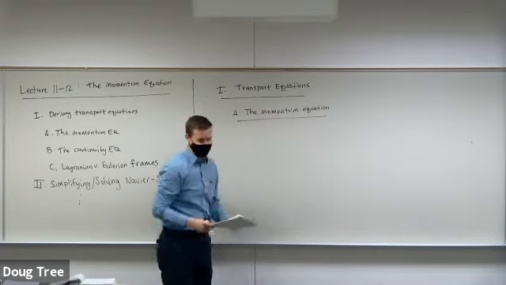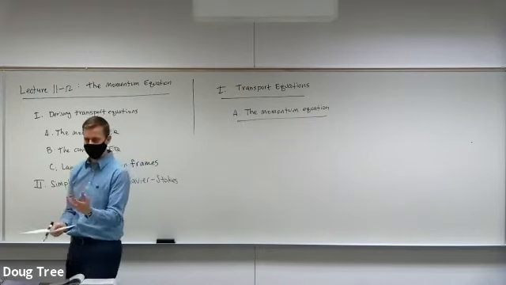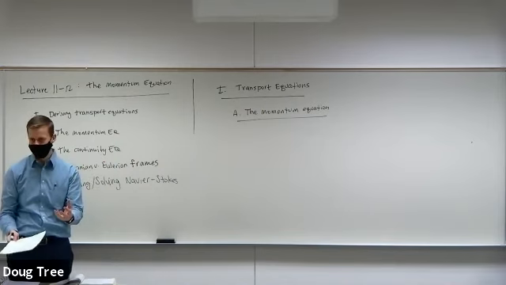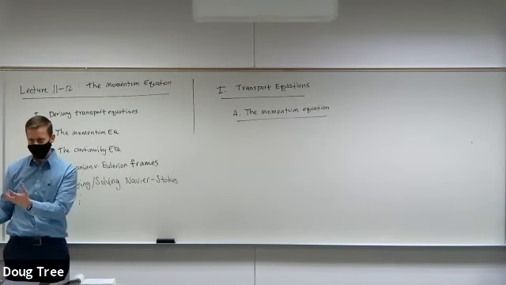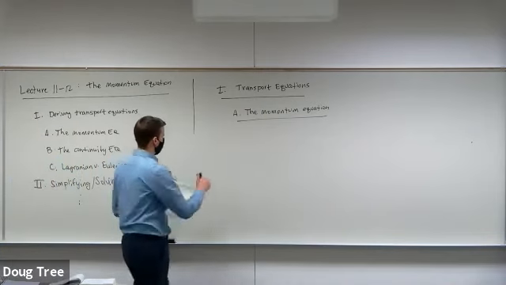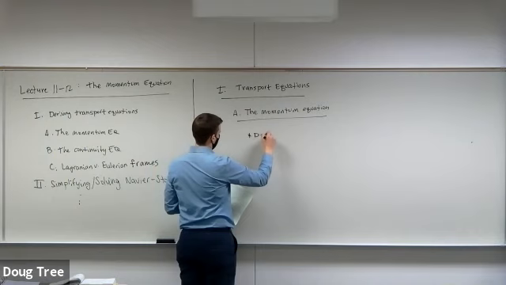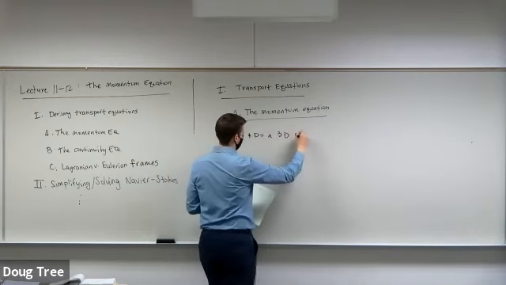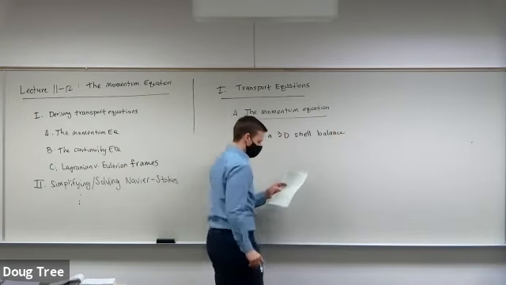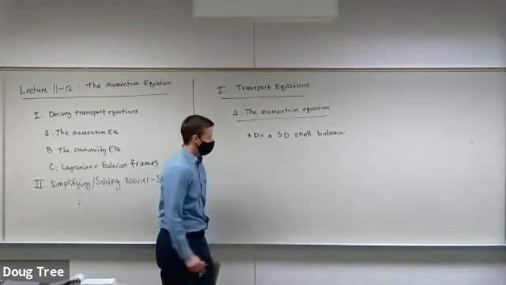All right, so remember that I said that to derive a transport equation, we needed two parts. We needed a balance of some conserved property, and then we needed our constitutive law. So let's start out and do a balance. So we're going to do a 3D shell balance, and we're going to do it on a cube.